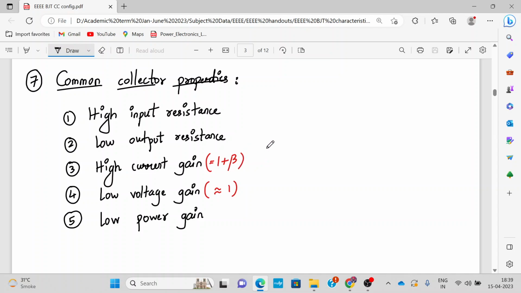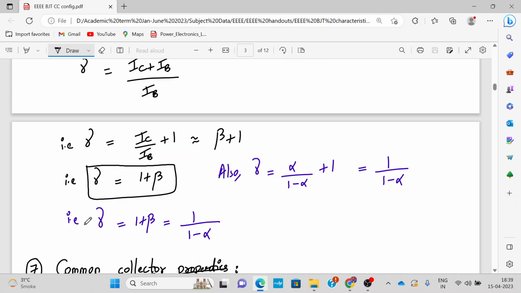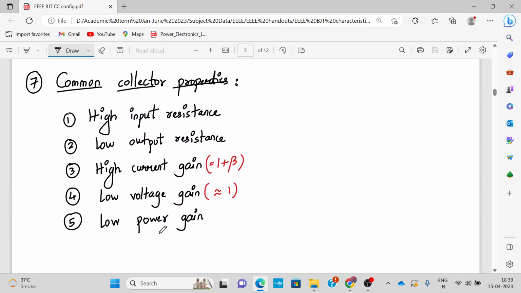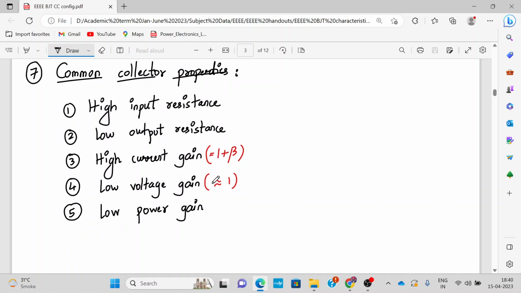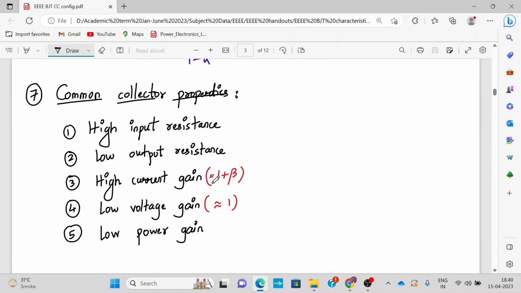It has a very high current gain, which is 1 plus beta times. As you can see, gamma is 1 plus beta, right? So the current gain is pretty high, and it has a low voltage gain. Voltage gain in fact is almost less than 1 or almost equal to 1, and it has similarly low power gain. So since its voltage gain is almost equal to 1, it's not used as a voltage amplifier. It can be used as a current amplifier, or it can be used as a voltage buffer. Okay, so these are some of the properties of common collector configuration.